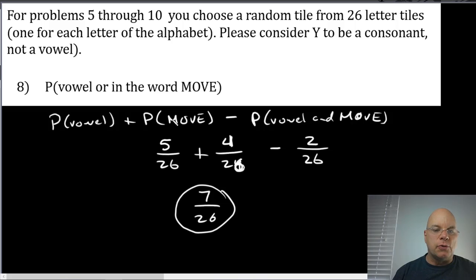Basically, A, E, I, O, U, M, or V will be a vowel or a letter that's in the word move. Okay, I hope that helped with the homework.